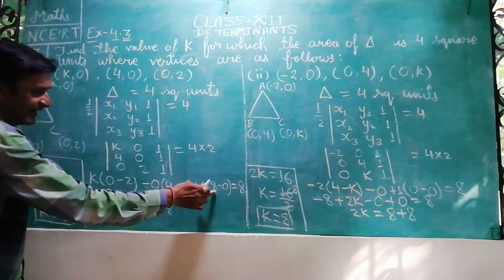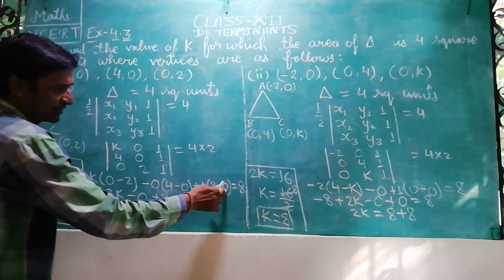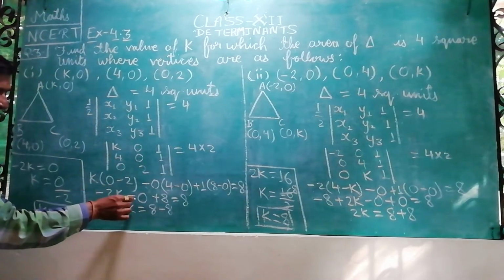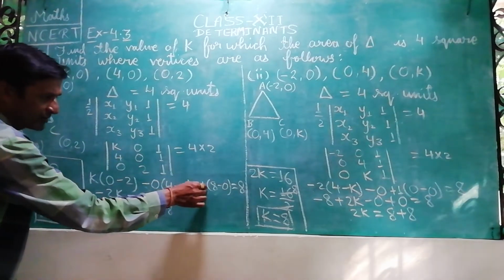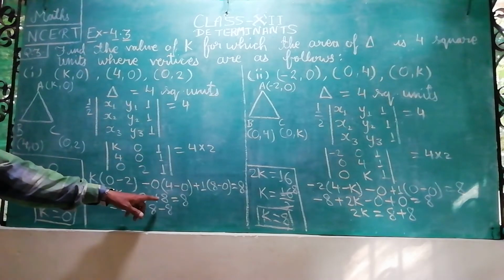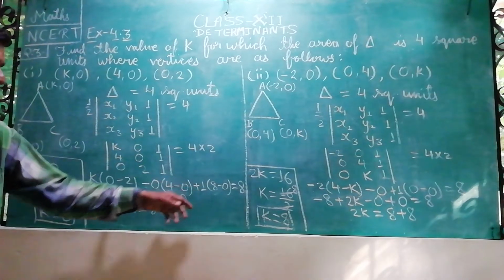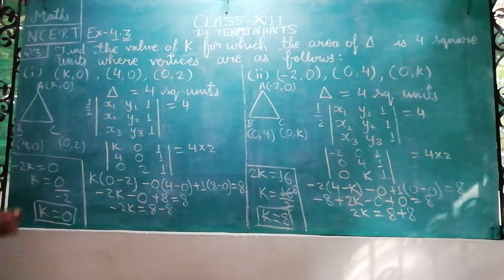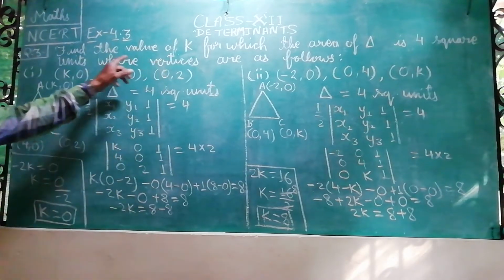So 4 into 2 that is 8 minus 0 into 0 means 0. So 8 minus 0. So what it will become? Minus 2k minus 0 and now plus 1 into 8 is equal to 8. Now this 8 is shifted from LHS to RHS, so it will become negative 8. So 8 minus 8, that will be minus 2k is equal to 0. So k is equal to 0 upon minus 2, means k is equal to 0. It is the value of k which is required here.